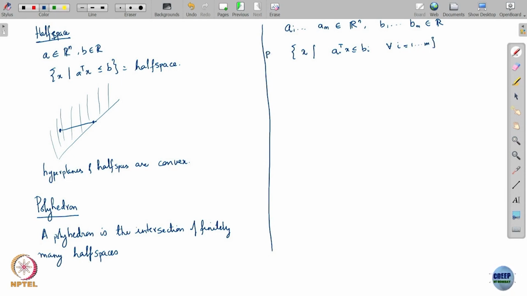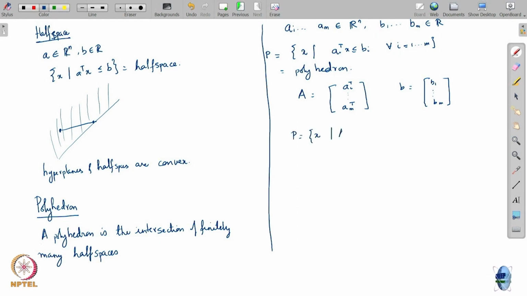This set P is a polyhedron. Okay. Another way to write this is to simply put all these ai transposes and make them rows of a matrix A, and stack up the bi's into a column vector B. Then your polyhedron P can simply be written as x such that Ax is less than or equal to B. This for us is a polyhedron.